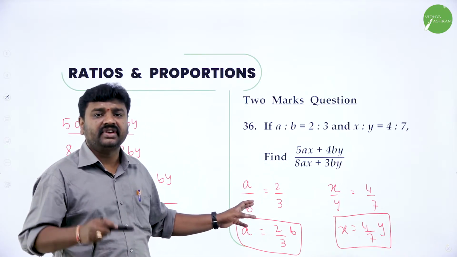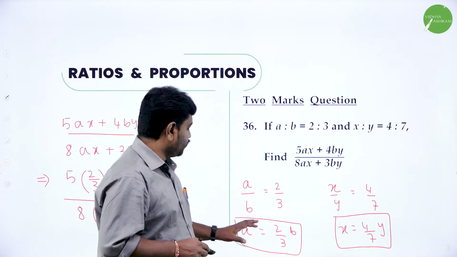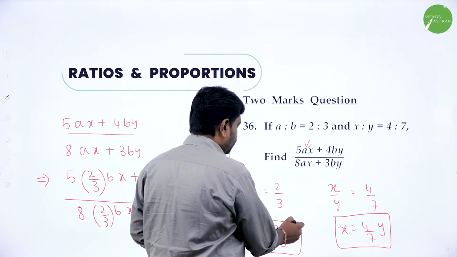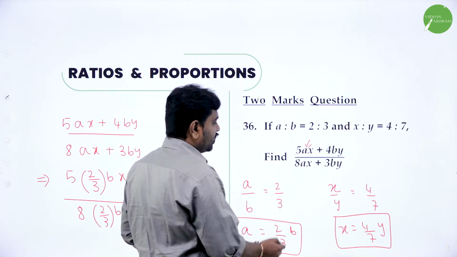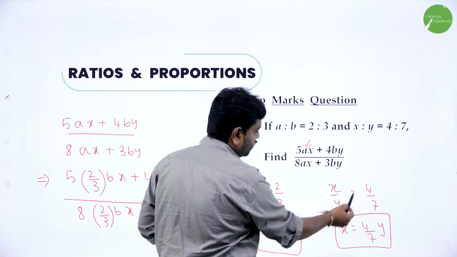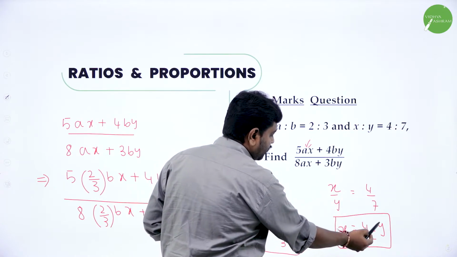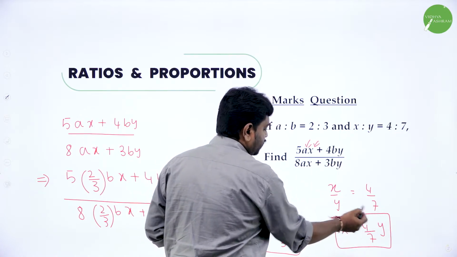From this get the value of a. So b you transfer to RHS, it will become 2 by 3 b. So wherever a is there, in the place of a, put the value 2 by 3 b. Similarly, x by y, they gave x is to y is 4 is to 7. Take x by y is 4 by 7. Transfer y to that side, so x will become 4 by 7 y. So in the place of x, put the value 4 by 7 y.